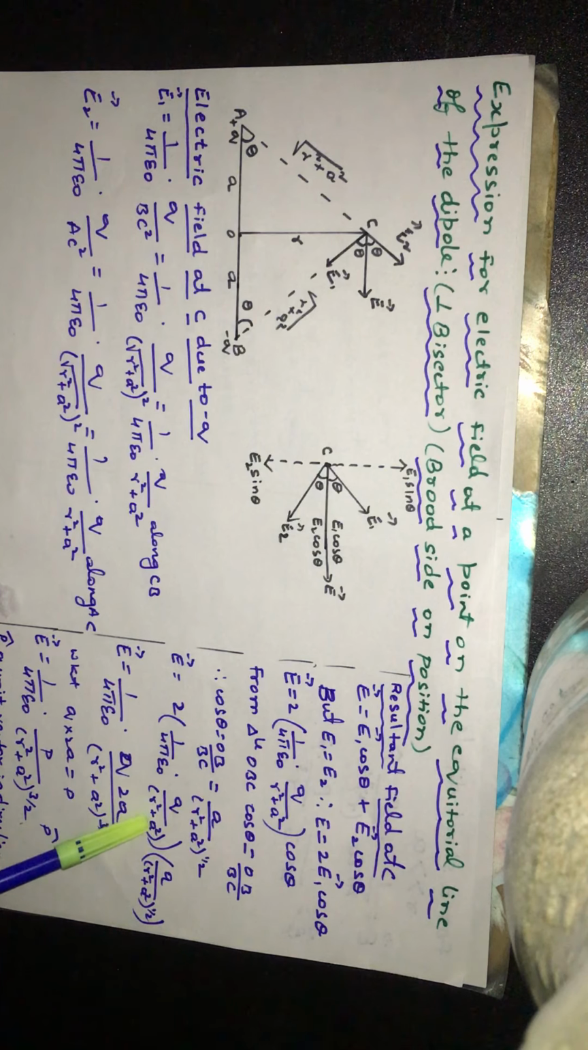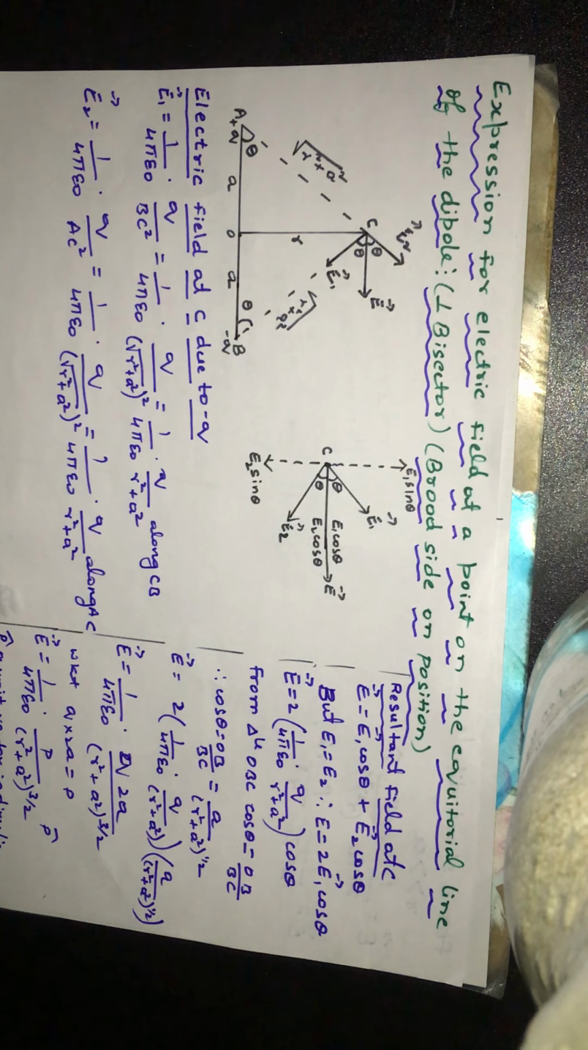See here, r square plus a square to the power of 1, and here it is r square plus a square to the power of half. Since the base is same, the powers can be added. 1 plus half will be 3 by 2. So 1 by 4 pi epsilon naught into q into 2a by r square plus a square to the power of 3 by 2. But we know that q into 2a is p, the dipole moment. Therefore, E is 1 by 4 pi epsilon naught into p by r square plus a square to the power of 3 by 2 into p cap, where p cap is a unit vector in the direction of the resultant field E.